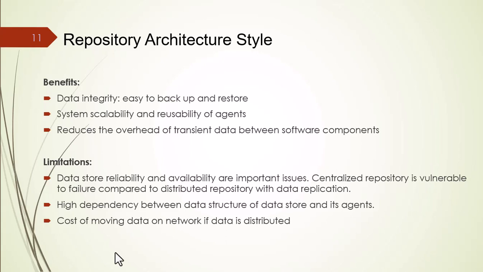Reliability issue: although it is scalable, reliability issues can arise. A centralized repository is vulnerable to failure compared to a distributed repository with data replication. There is high dependency between the data structure of the data store and its agents. So this is the limitation, that there is a strong dependency between the data store and agent. And as transient data is not available, this means there is a strong link between the centralized database and the agent, and this can cause issues.